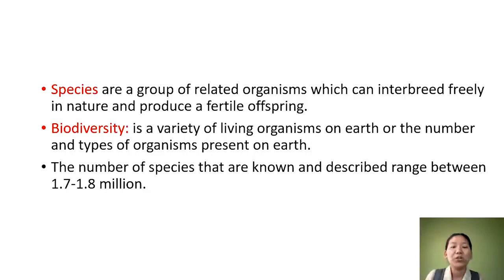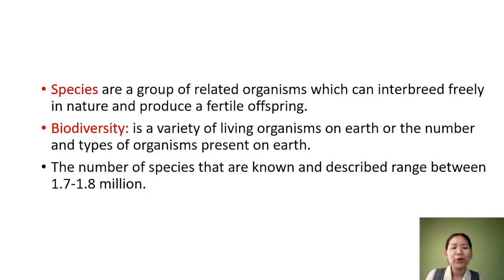If two organisms belong to different species, they cannot interbreed. But there are some exceptions, like donkey and horse. Horse and donkey both belong to different species. If they interbreed, they produce a young one, but that young one is sterile. That is an exception. Otherwise, a species consists of a group of related organisms which can reproduce freely and then produce a fertile offspring.